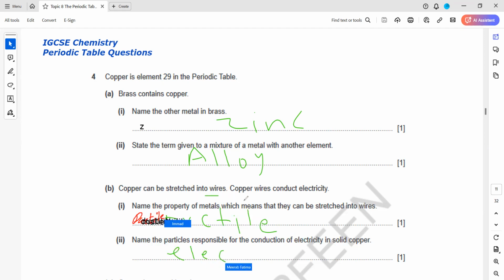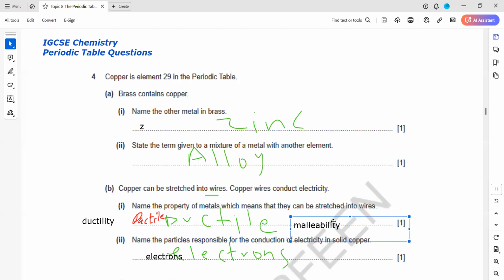Name the property of a metal which allows it to be stretched into wire. So we say ductile, not malleable. Malleable means it can be hammered into shape. So the property which we need should be ductile. It can be stretched, or can deform under compression or under tension.